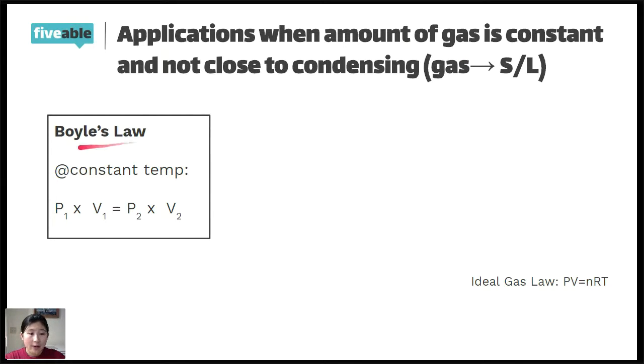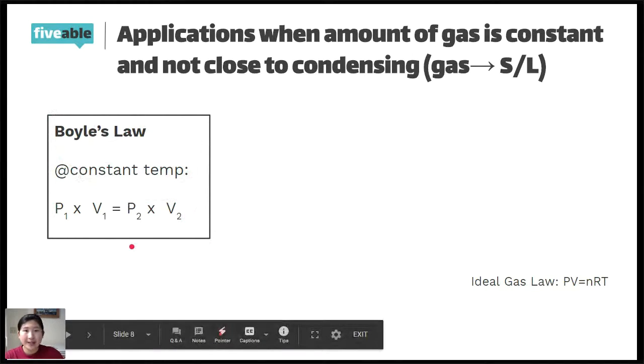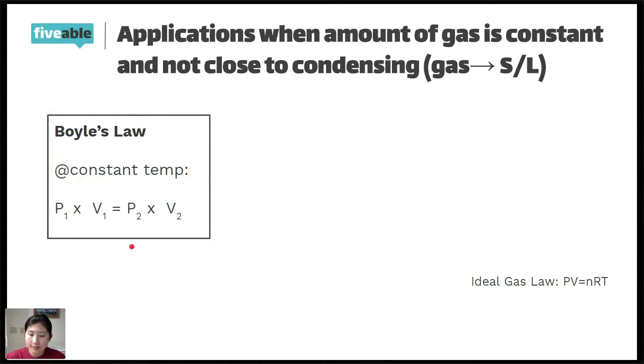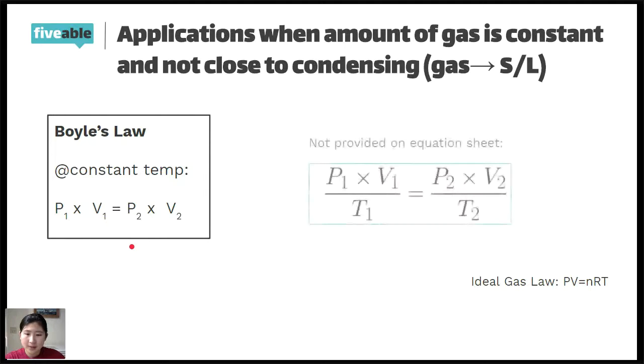So we have Boyle's law, which at constant temperature means that the initial pressure times the initial volume will equal the final pressure times the final volume. This is all when you have the same amount of gas. So if you have a leak in your gas tank, this will not apply because you will be losing or gaining gas molecules, depending on what kind of container you have and what pressure there is in the container.